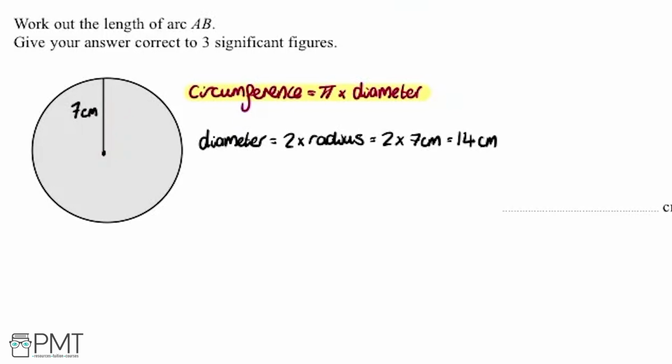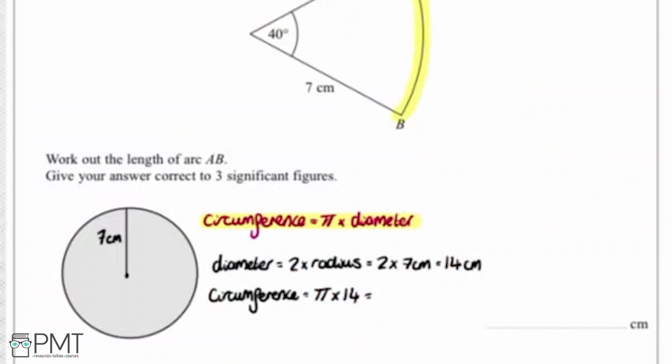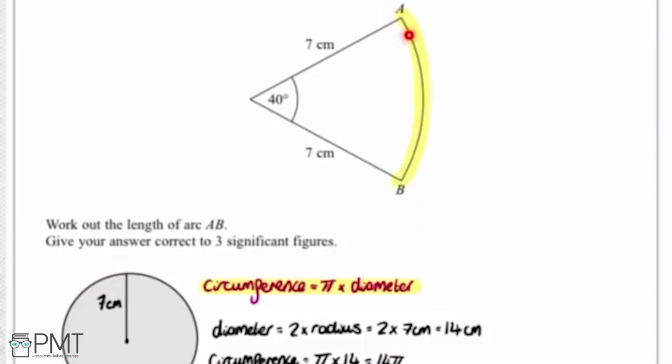So we're going to have the circumference is pi multiplied by that, so pi multiplied by 14. So I'm going to leave that here as 14 pi for the minute, and we can work that out in the calculator in a second. Okay, so this is the size, 14 pi, of the whole circumference. We don't want that. We just want this section here, A to B.